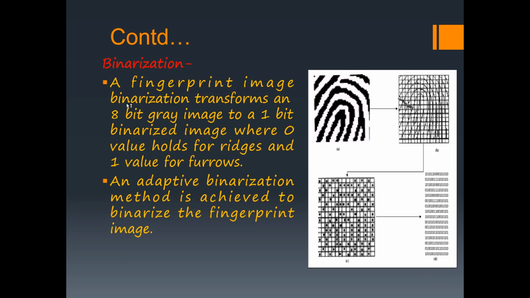Under the binarization method, fingerprint image binarization transforms an 8-bit gray image to a 1-bit binarized image, where 0 value holds for ridges and 1 value for furrows. An adaptive binarization method is used to binarize the fingerprint image.